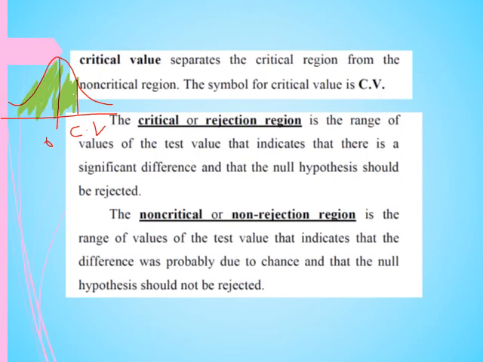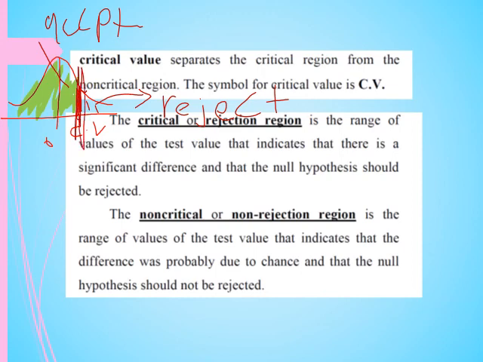into accepted and rejected. And we can say that here is the critical region, this is the rejected region, and this region is the accepted region. So these critical values, obtained from the Z table or T table or chi-square table, whatever the test is, can separate the non-critical region from the critical one. The critical region, which is the rejected region, is the range of test values that indicates that there is a significant difference. Here is the critical region or the rejection region. Any point here is to be rejected. So these values show a significant difference, and the null hypothesis should be rejected.